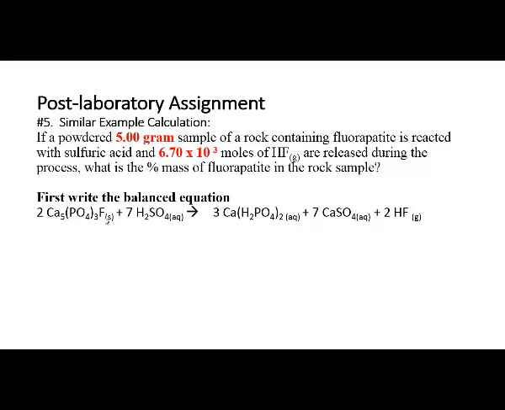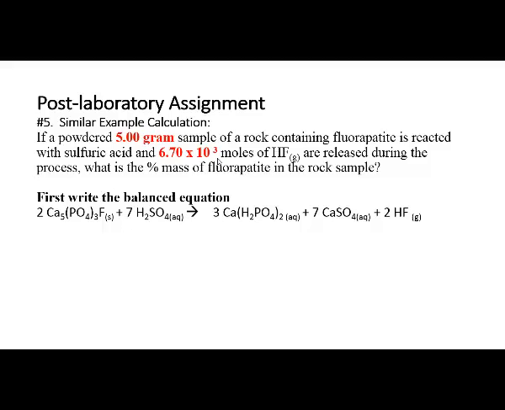Now I tell you, we take a 5-gram sample of the rock, of our mineral, and we go ahead and dissolve the fluoroapatite from the rock using sulfuric acid, and we produce hydrofluoric acid as a product. So here we produce 6.70 times 10 to the negative third moles of hydrofluoric acid. Now, one way to approach this problem is imagine that the mineral sample was like your unknown sample that we analyzed in the laboratory.